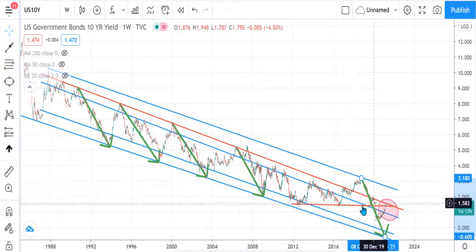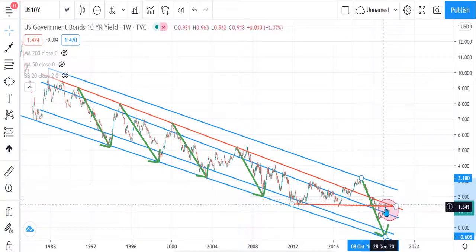The two red lines here are causing a strong resistance around there. Based on that, I'm making a call that, in my opinion, this is my own opinion, it doesn't mean any buy or sell call. I'm giving an opinion that it may not be very sustainable and it might go down.